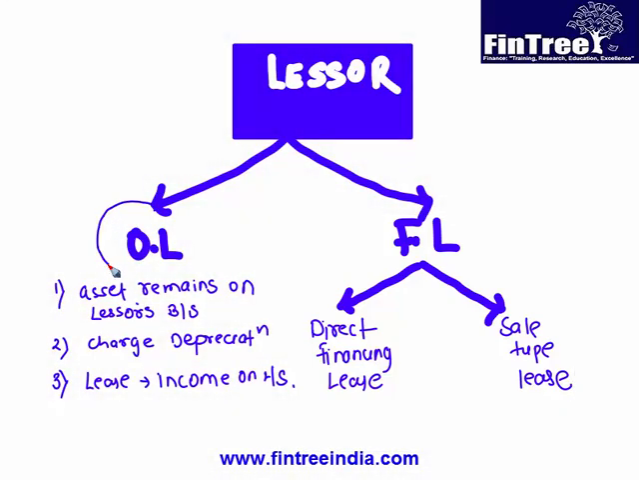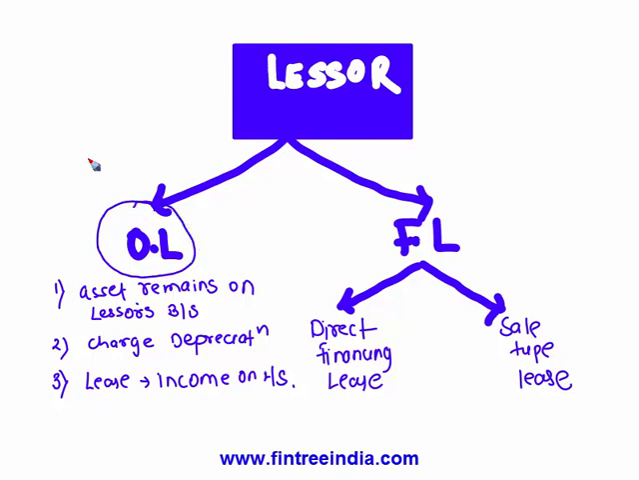Have you understood the operating lease part? Extremely intuitive. A genuine rent transaction. You are the owner of the asset. You give it to someone on rent. Have you sold the asset? No. So the asset remains with you and therefore you would keep on charging depreciation. But every year you would receive rental income, and that is part of your income. So you would show that on the income statement. Are we fine with this?